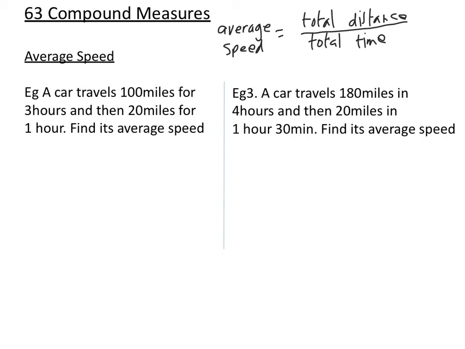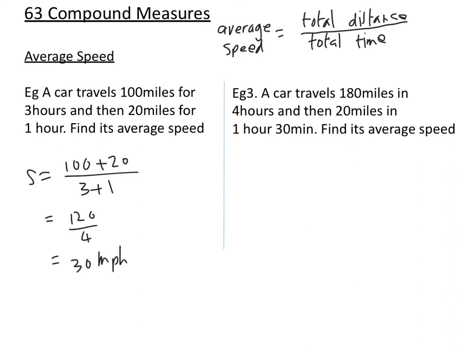So here we have a car travels 100 miles for 3 hours, 20 miles for 1 hour. Find the average speed. You could say speed is the total distance, 100 plus 20, divided by the total time, which would be 3 hours plus 1 hour. So it's 120 miles in 4 hours, and that would be 30 miles per hour. You try this one. A car travels 180 miles in 4 hours and then 20 miles in 1 hour 30 minutes. Find the average speed.